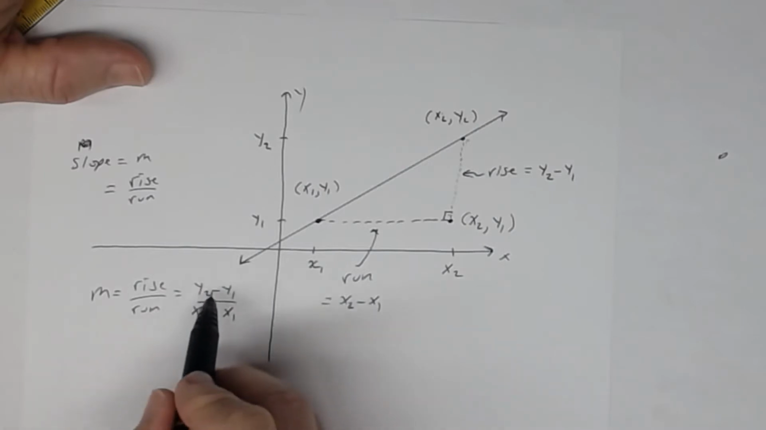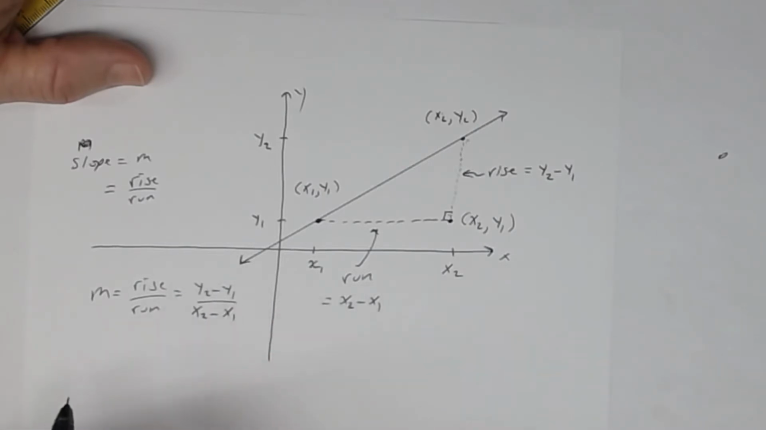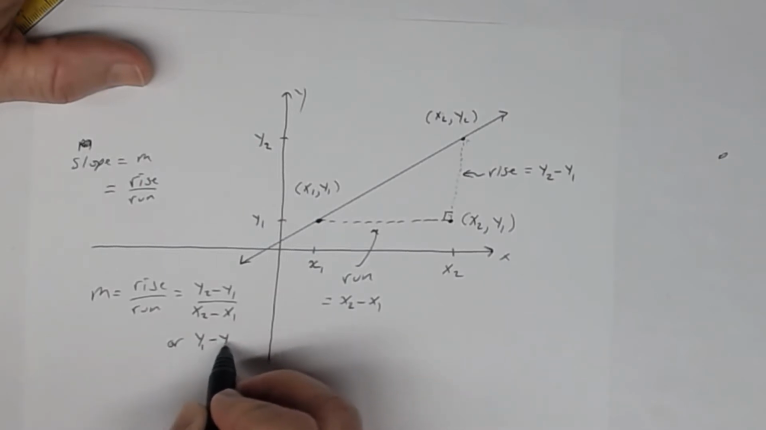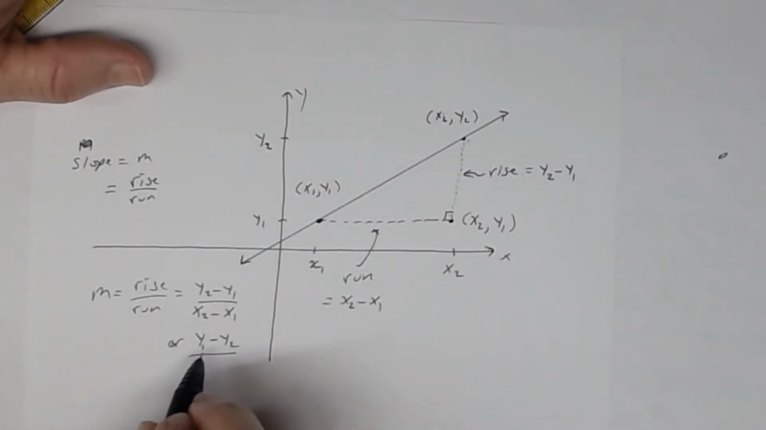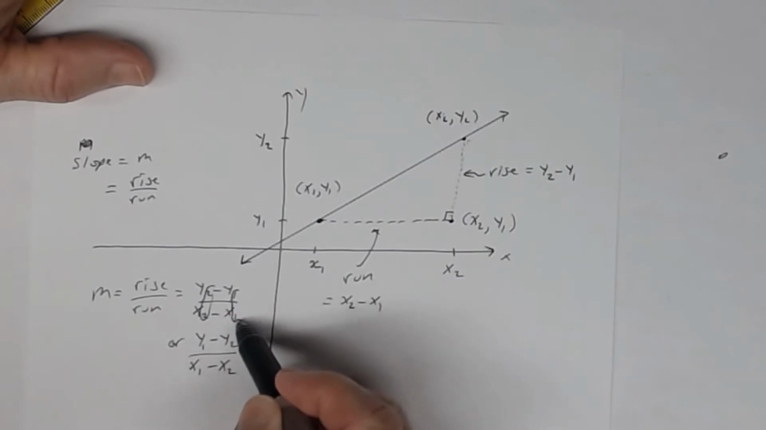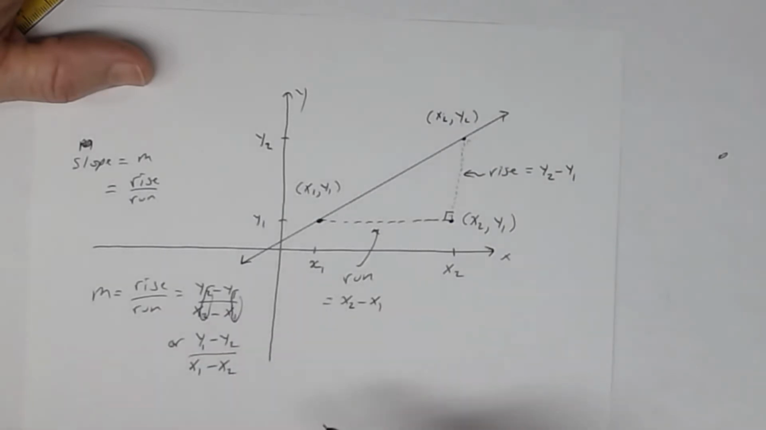But if you put y2 first, then you better put x2 first in the denominator. Now you could have also said this, I'm just going to say this because some of you are going to do this. You're going to say y1 minus y2, and that's fine. But in the denominator, you must say x1 minus x2. All right, so you must keep those subscripts the same.